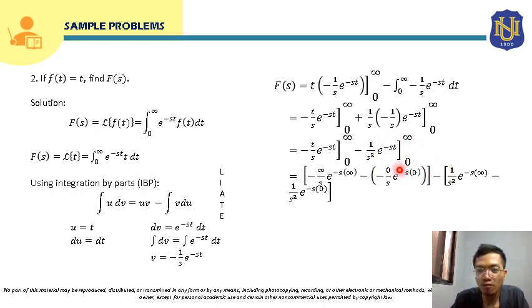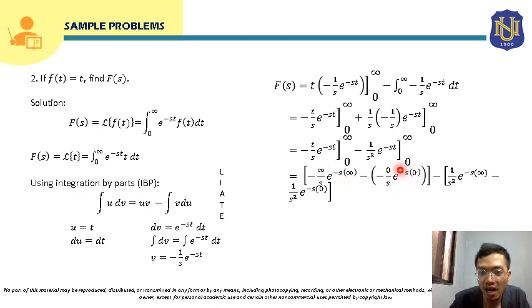So 1 over s squared times e raised to negative s, our t here is infinity, minus 1 over s squared e raised to negative s, where we substitute 0 to t. So that will be 0 here. Simplifying this further, evaluating this, e raised to negative infinity will be equal to 0, right?